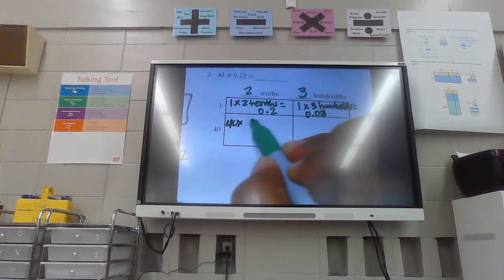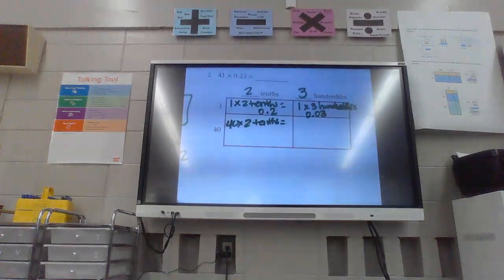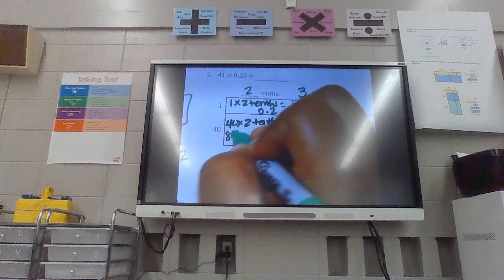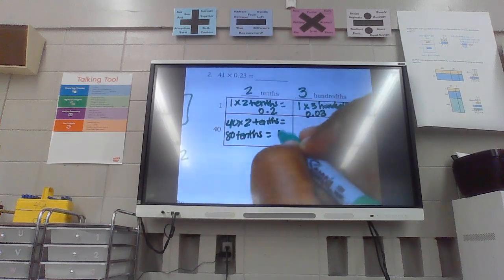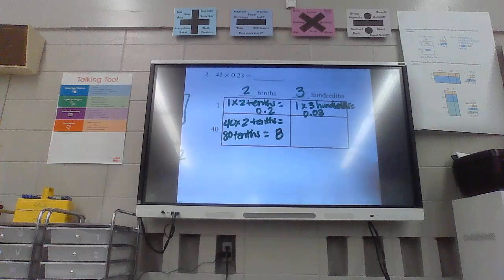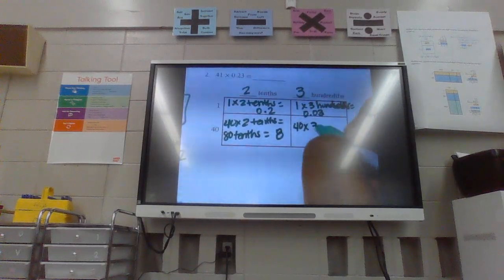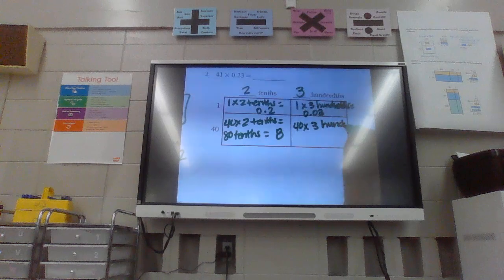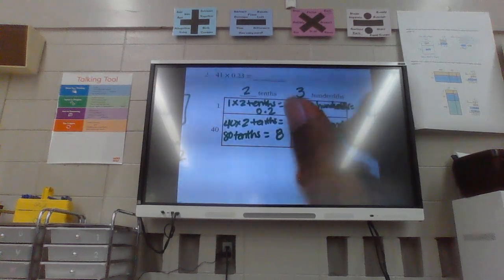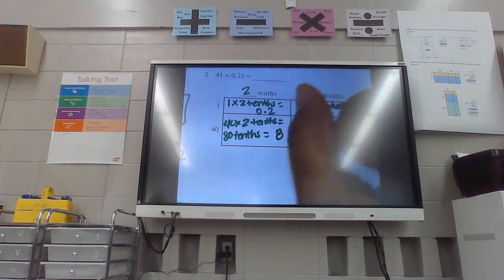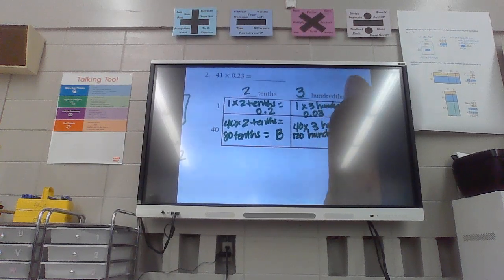Alright? What's being multiplied here? 40 times 2 tenths, which equals what? 80 tenths, or the number what? 8. And then this last spot, I'm multiplying what? 40 times 3 hundredths, which equals what? 120 hundredths. What is 120 hundredths as a number?